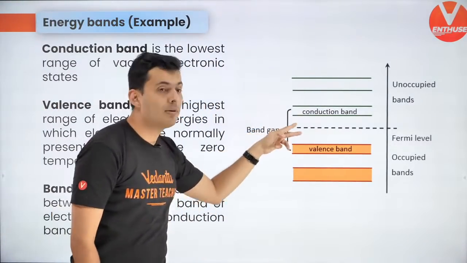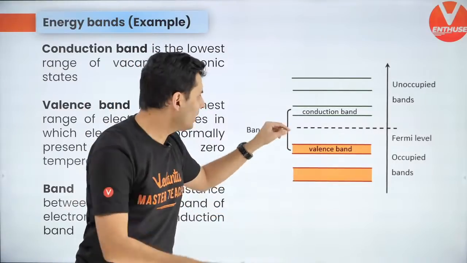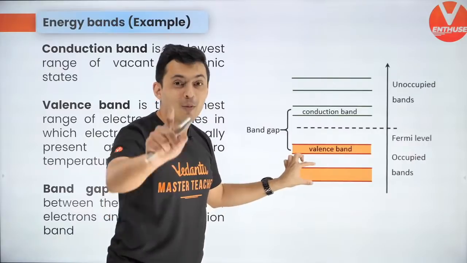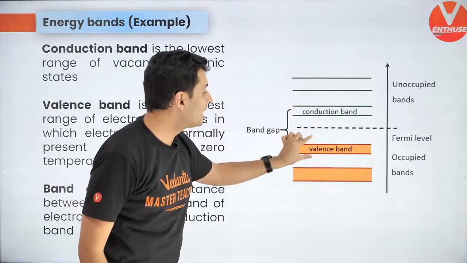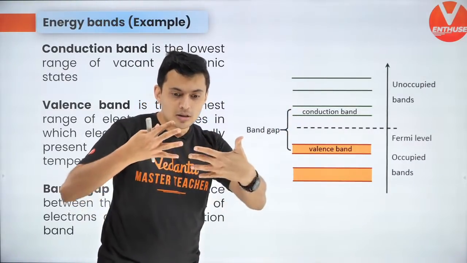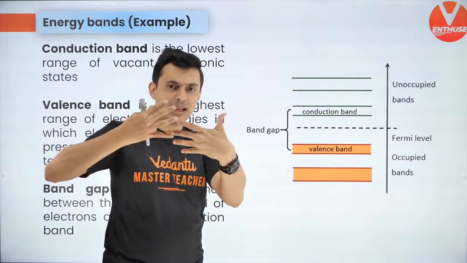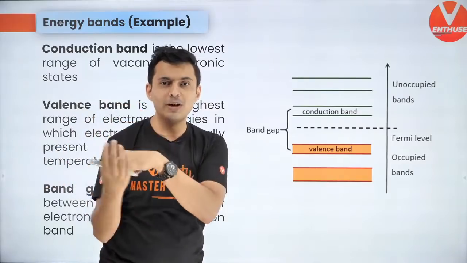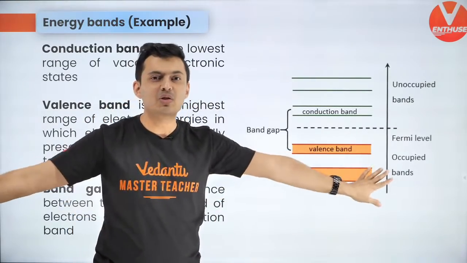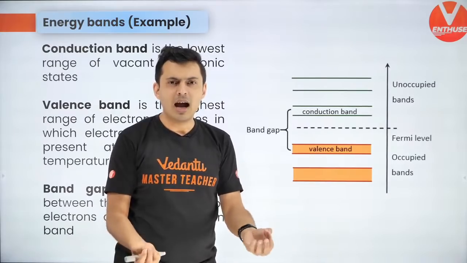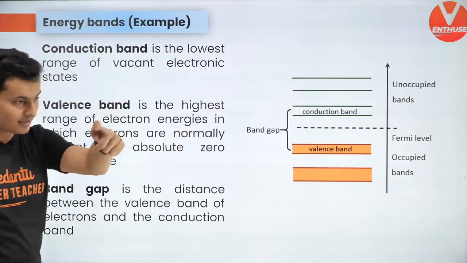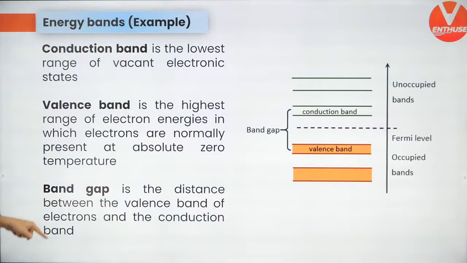Similarly, what if the band gap is zero or negligible, or the conduction band overlaps with the valence band? If it overlaps, that is the best thing. The electrons already in the valence band can easily go into the conduction band. It will be so easy for them to conduct. Hardly any electricity is needed, and they will start flowing into the conduction zone. So these are very important definitions.